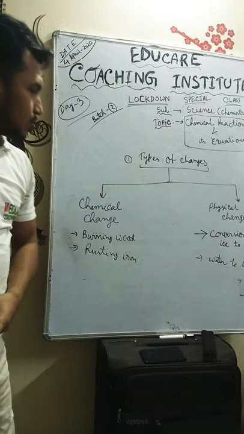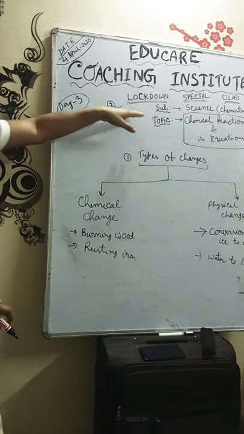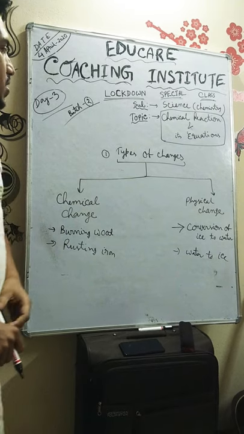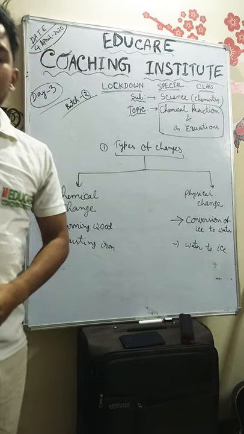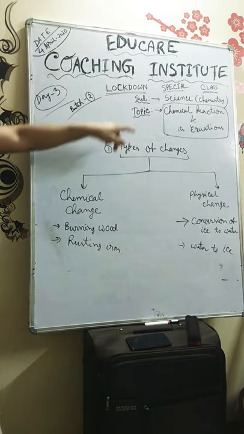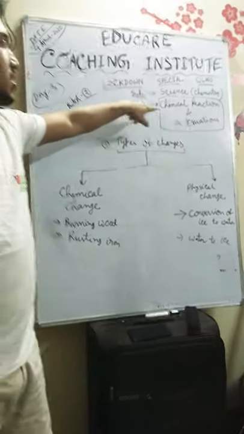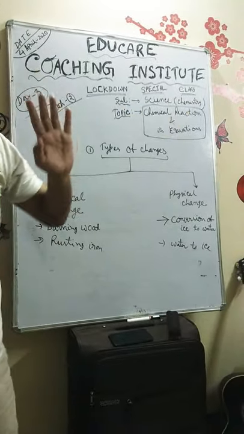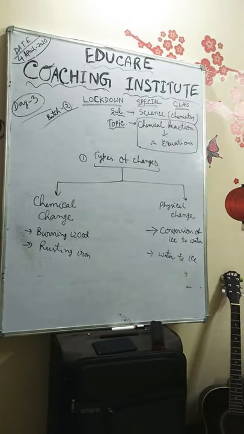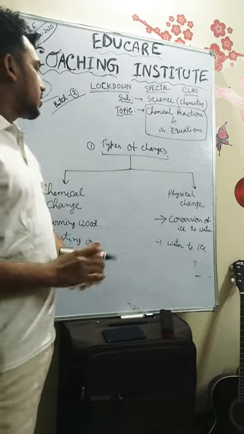So today we're conducting some lockdown special classes for our students, especially for our Educare students and other students also. We're going to start the chapter from class 10 science chemistry section. The topic is chemical reaction and its equation. That is our topic today. I'm going to give an introduction about some chemical reactions and its equation and some related things.